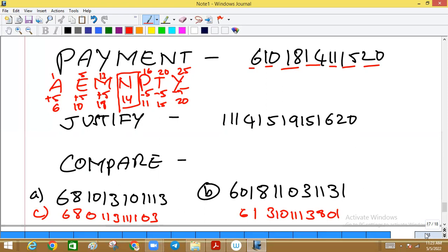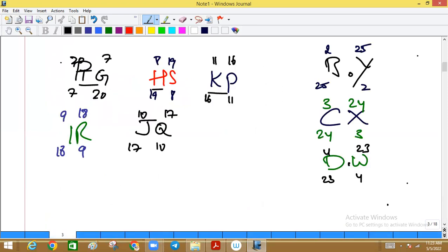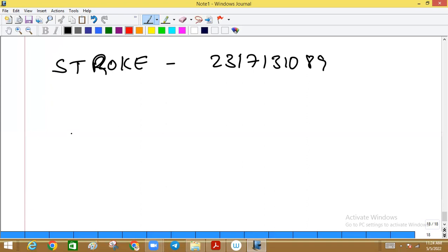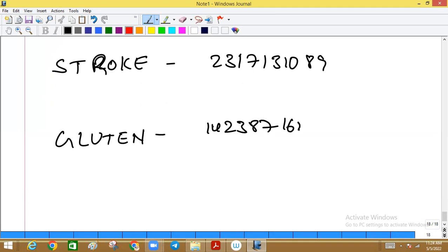If stroke is coded as 23171, 31089, and gluten is coded as 142387, 1621, then how is charge coded? How is charge coded?